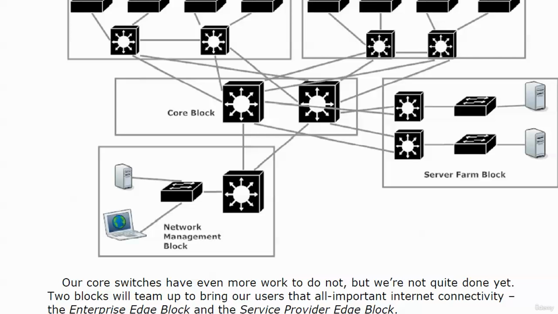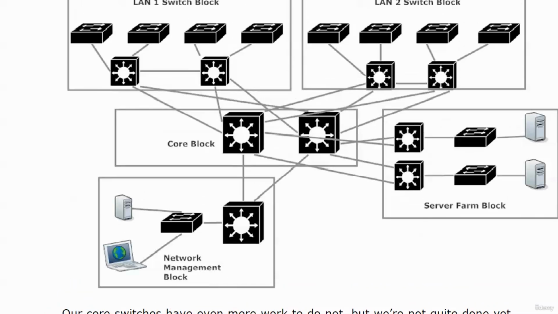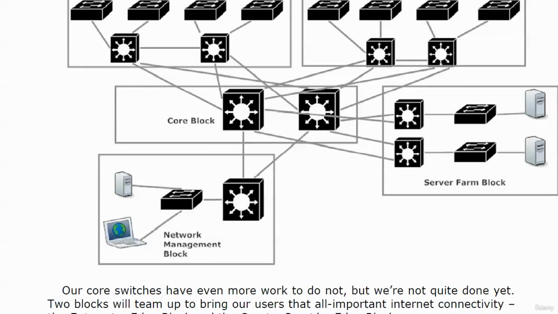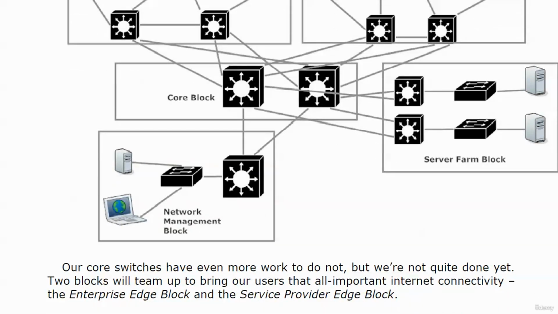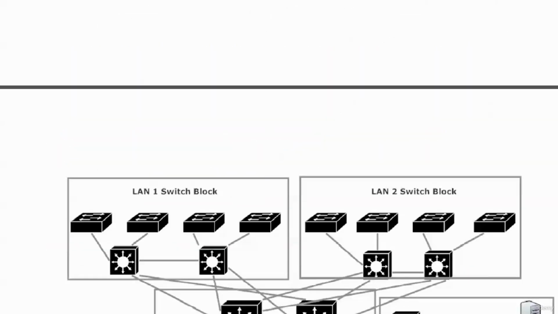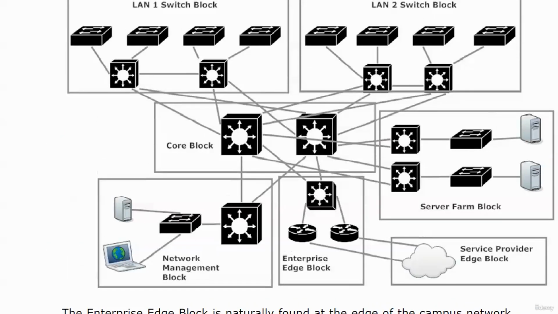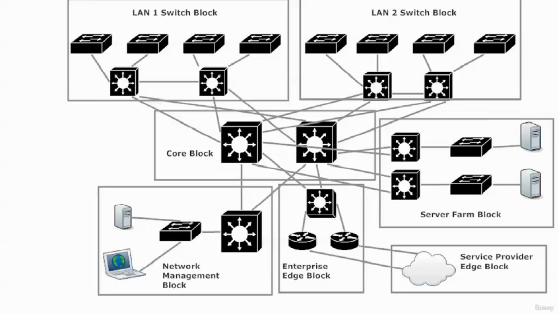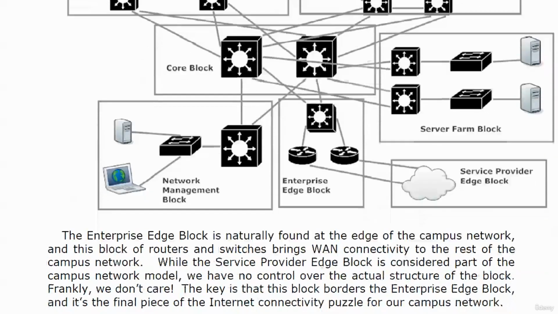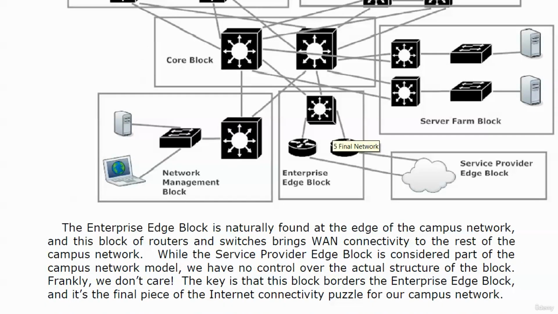Now, our core switches have even more work to do now, but we are not quite done yet, because two blocks are going to team up to bring our users that all-important internet connectivity, the Enterprise Edge block and the Service Provider Edge block. Of course, we had to scroll down quite a bit to even get all this on here, and you can see now we've added an Enterprise Edge block and a Service Provider Edge block. And the Enterprise Edge block, it's naturally found at the edge of the campus network. You know, it makes perfect sense. And this block of routers and switches brings WAN connectivity to the rest of the campus network.